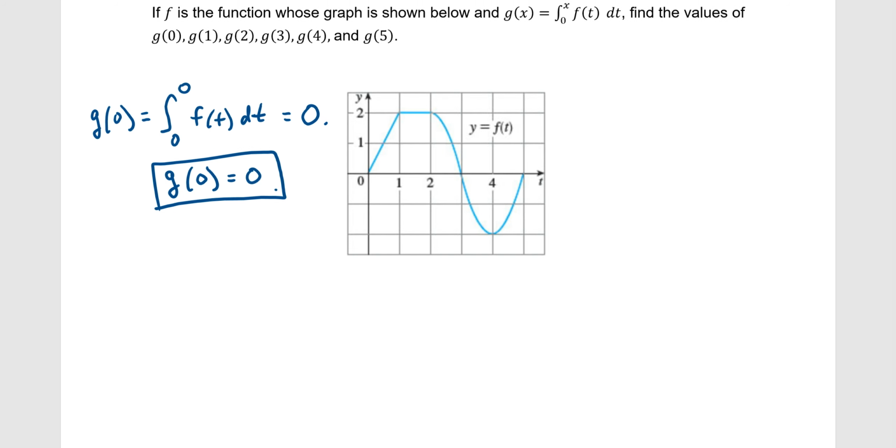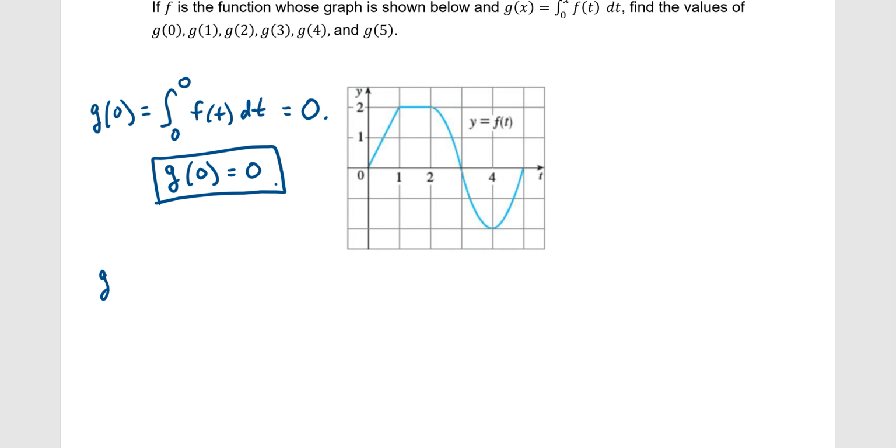Next one, let's take a look at g of 1. Let's do the same thing and write it as the integral from 0 to 1 this time of f of t dt. For this one, we have to actually think about what this means. We have to remember that we're trying to find the area underneath the curve from 0 to 1. Well, we just created a triangle, right? We just created a triangle here from 0 to 1.